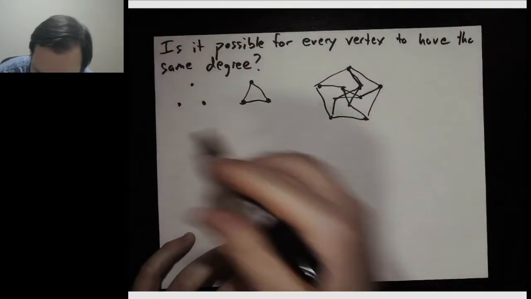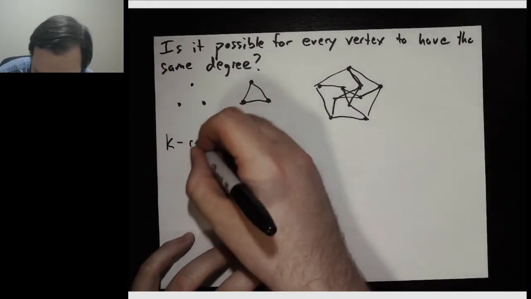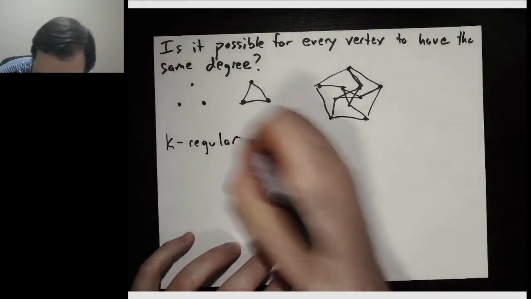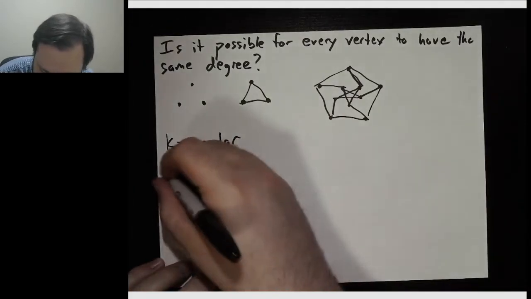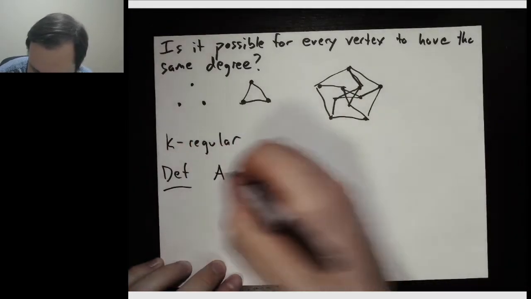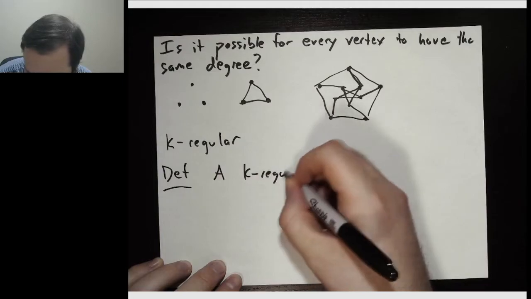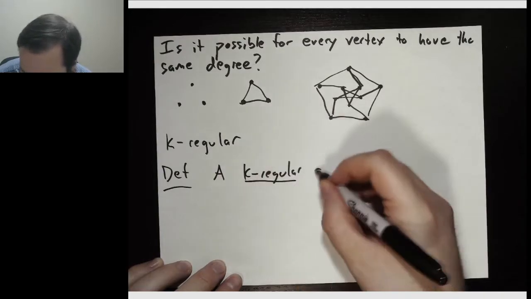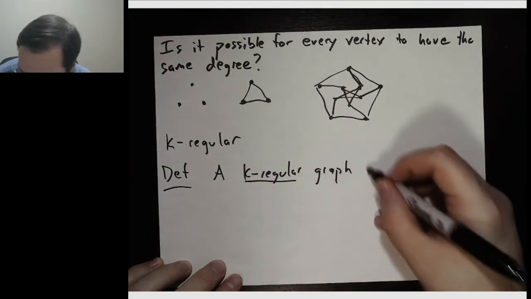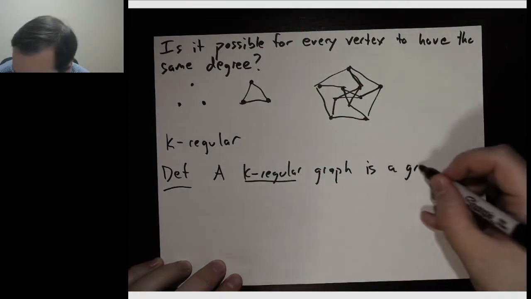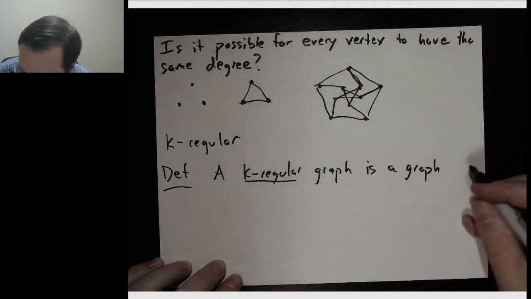So these are called k-regular graphs. A k-regular graph is a graph in which every vertex has degree k.